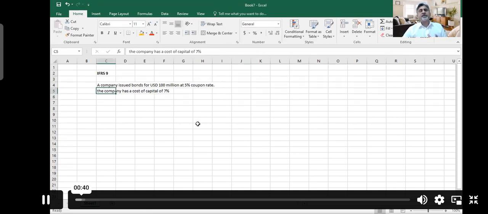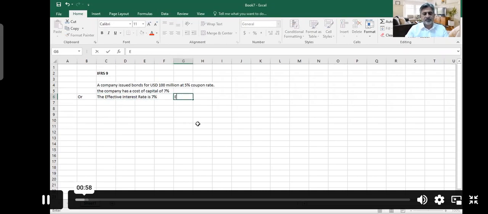So sometimes they say the company has a cost of capital of 7%. It is one possibility. Or they say that the effective interest rate is 7%. So this is called EIR, okay? So this is EIR, and this is your weighted average cost of capital. And these both will be the same.